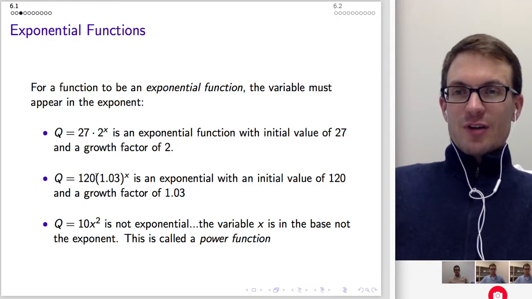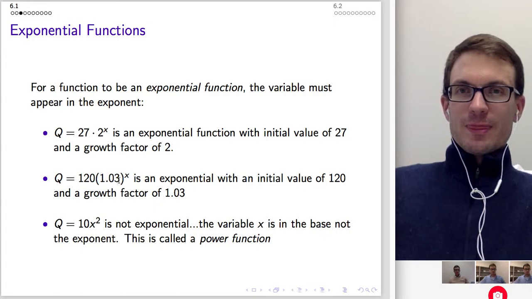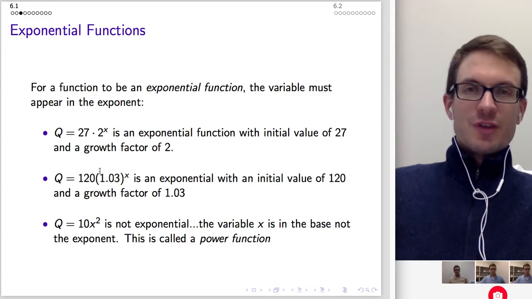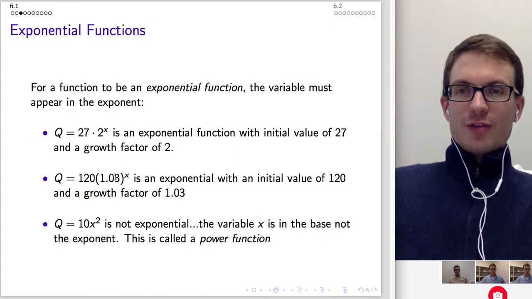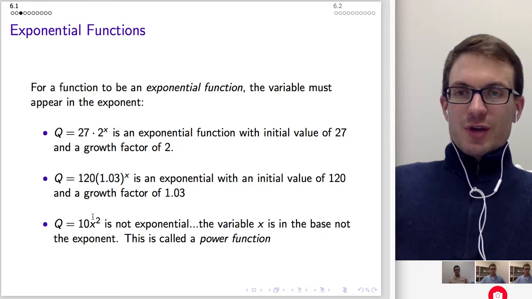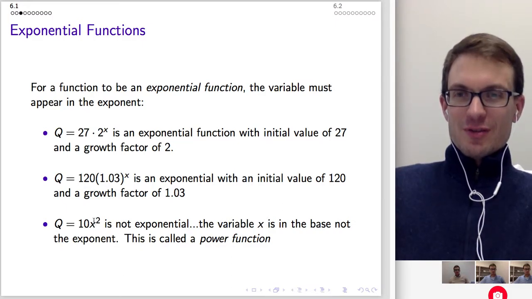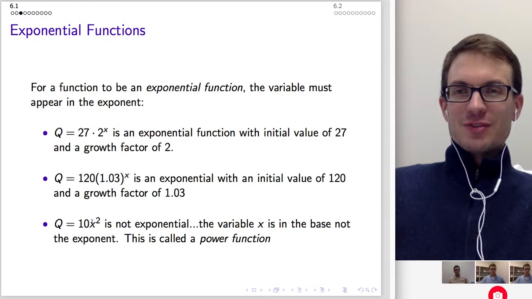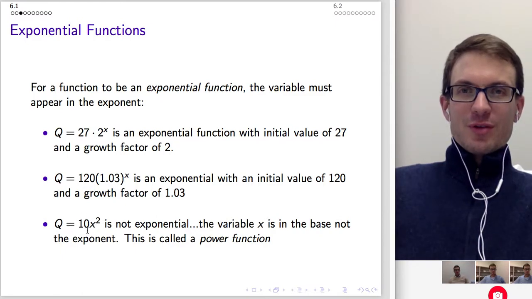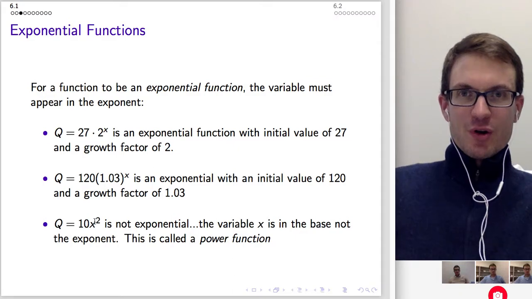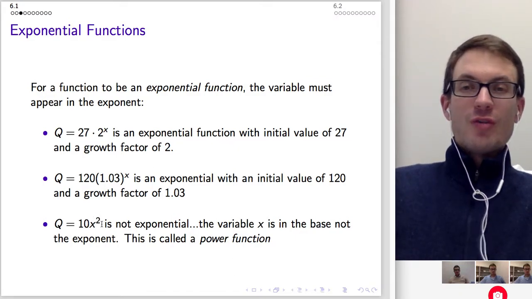In this case, our a is 120. Our growth factor, or b, is 1.03. We'll see that this is going to be like a growth factor of 3% later on. And then what's going on here? This is 10 times x squared. It's not exponential. This is a power function, right? Here the variable is in the base. This is very much like what we've been working on before. This is the first part of a quadratic. As a matter of fact, this is a quadratic function.